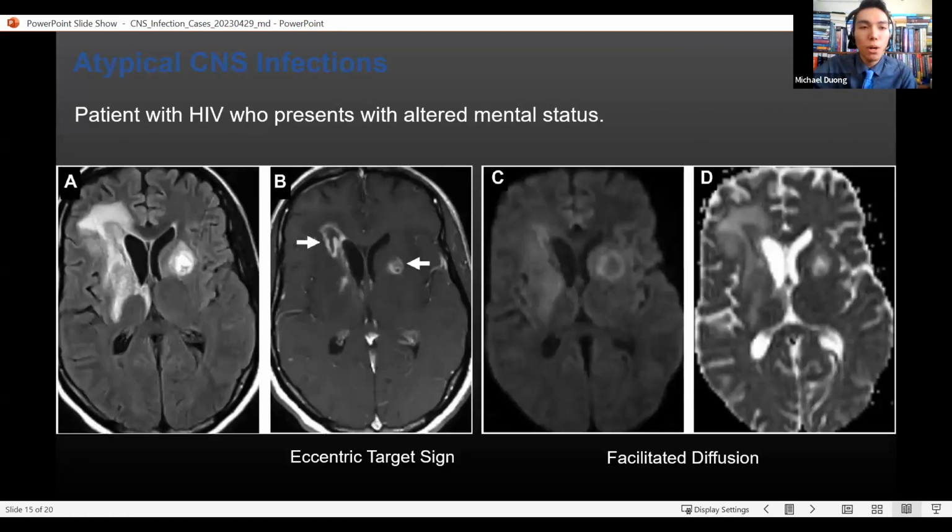And then one more for atypical CNS infections: FLAIR hyperintense lesions, these eccentric target signs that Dr. Mohan was mentioning, shown by the arrows. And then interestingly, normally we think of abscess, somebody with HIV, altered mental status, you think of diffusion restriction. In this case, we don't see diffusion restriction. So this is an example of classic toxoplasmosis in a patient with HIV.